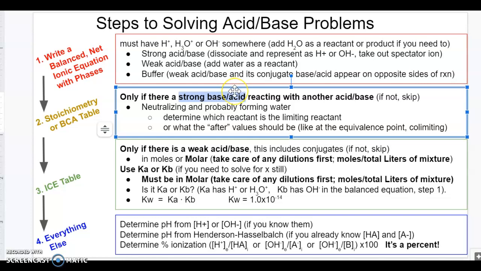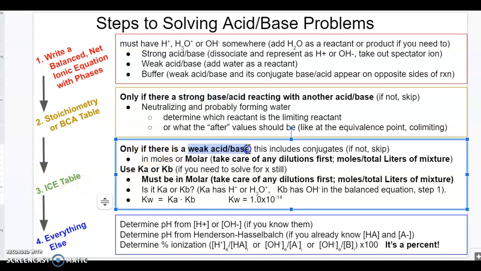If you have one of them, or if you have two of them, like a strong acid and a strong base, or a strong acid and a weak base, strong base and a weak acid, doesn't matter. If there's something strong, you have to do a BCA table, most likely. And then if you are dealing with a weak acid or base, you will have to do an ICE table, but it kind of goes in this order.